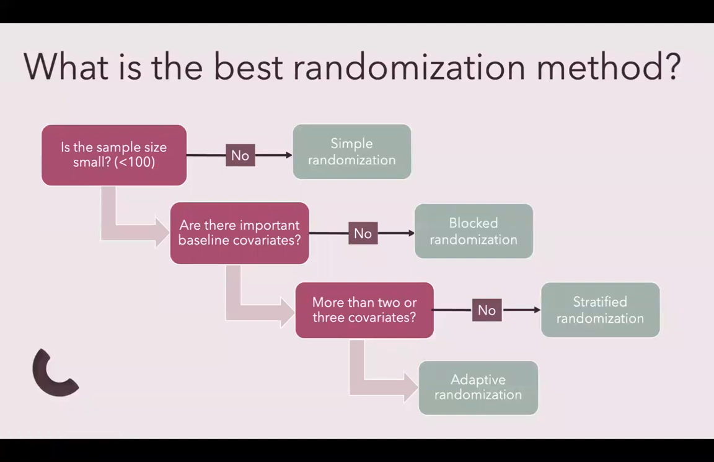If our sample size is big enough, then we have to ask ourselves if there are any important baseline covariates. If that is not the case, then we can proceed by choosing blocked randomization that can balance our groups in terms of number. But if there are certainly covariates that can influence our outcome, then we need to know how many of them there are. If there are no more than 2, then we can use stratified randomization. But if there are more than 2 or 3, we would prefer adaptive randomization.